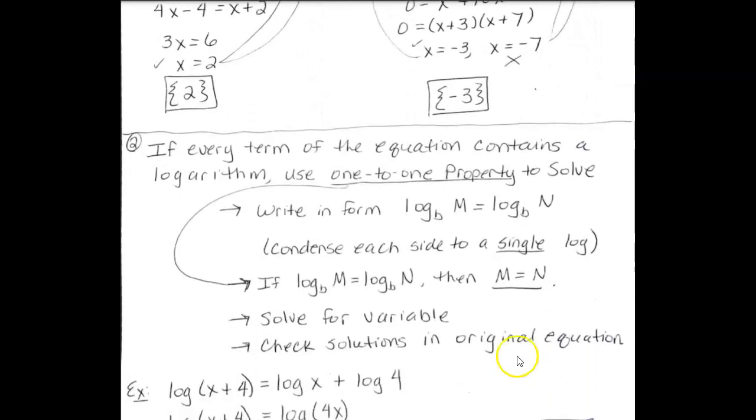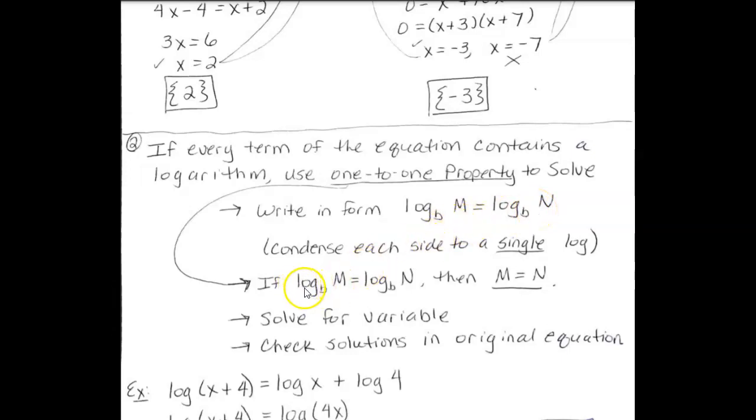The other type of log equation was one in which every term of the equation contains a logarithm. So to solve these types, we're going to use what we call the one-to-one property. Our first step would be to condense each side of the equation to a single log. So write every log term on the left condensed to a log base b of some expression m, equals, and do the same on the right. Condense every log into a single log base b of n.